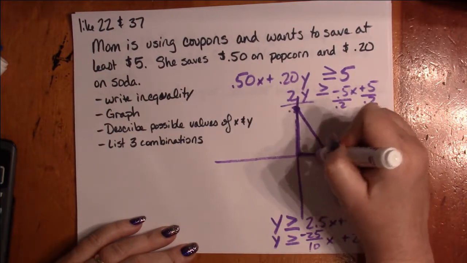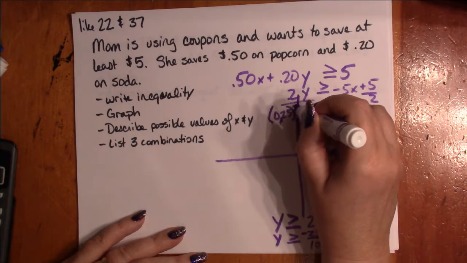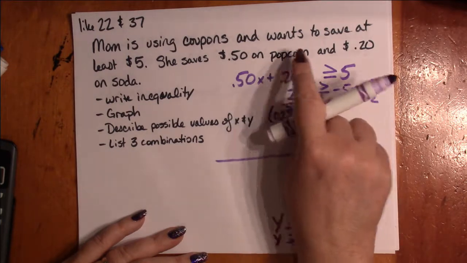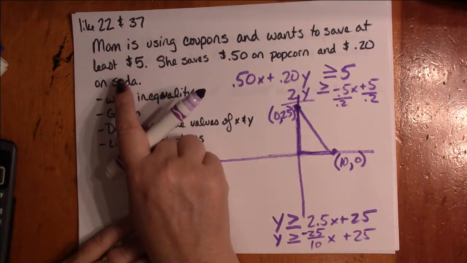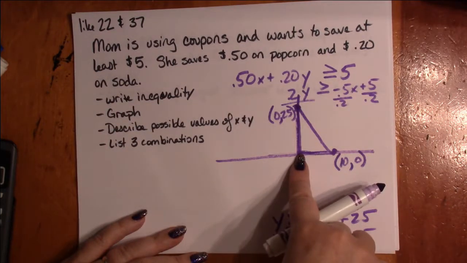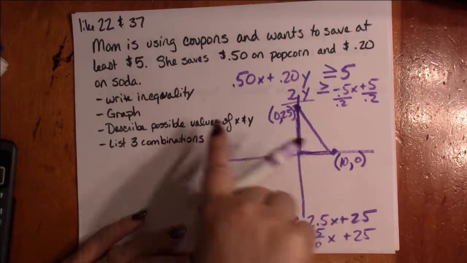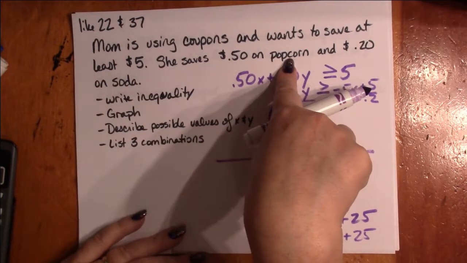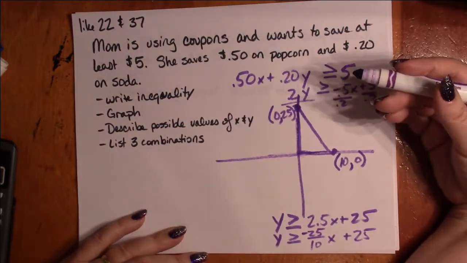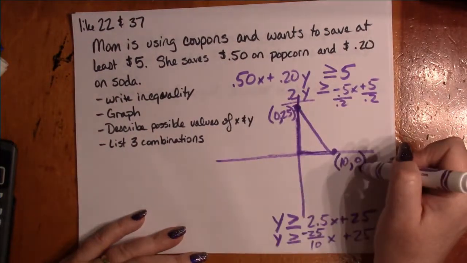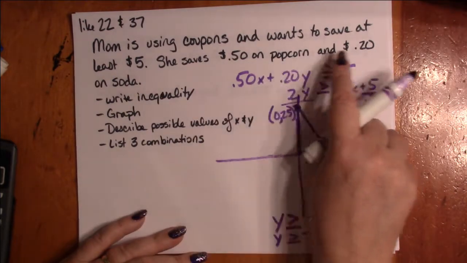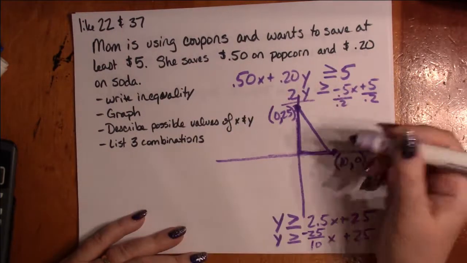This is our triangle. When x is 0, y is 25. That means I'm buying all soda because I have no popcorn. When y is 0, x is 10. That means I'm buying no soda and all popcorn. Now, if those are options based on what you're given, you can have those 2 be 2 of your combinations. But again, you can't buy part of a popcorn and part of a soda. You can't use parts of coupons.